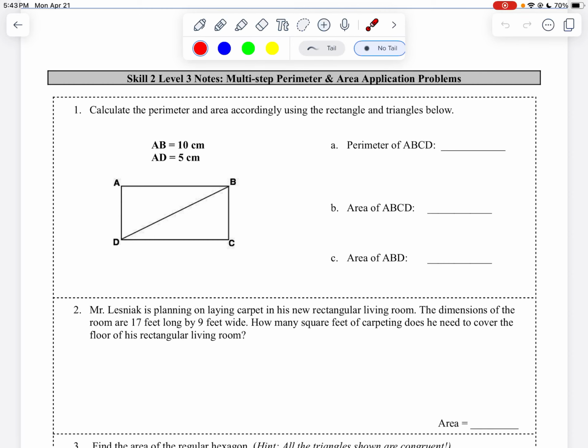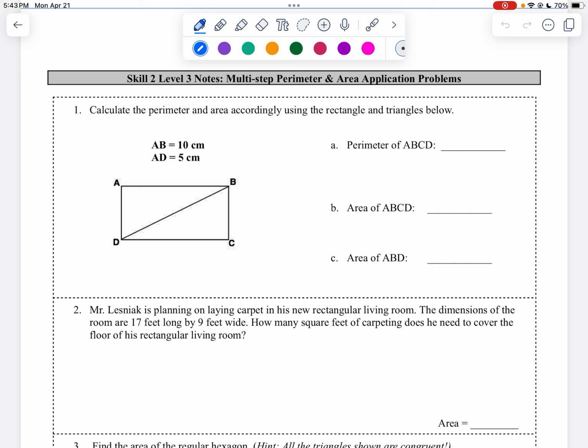All right, we have Skills 2 Level 3 notes, and here we're talking about multi-step perimeter and area application problems. This is the last part of Skills 2, and includes both Skills 2 and Skills 1. The first one says calculate the perimeter and area accordingly using the rectangle and triangles below.